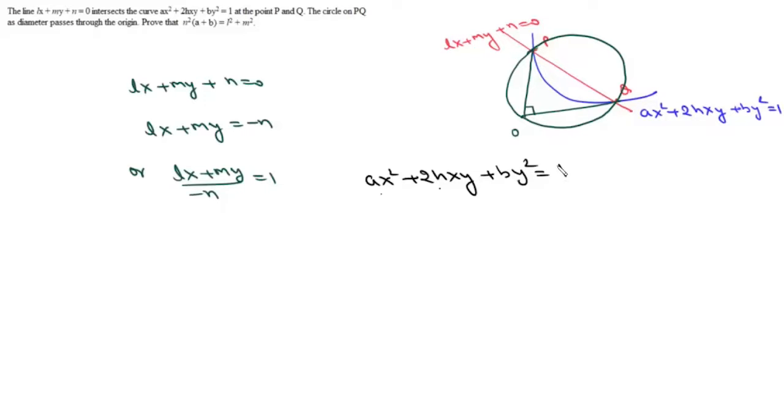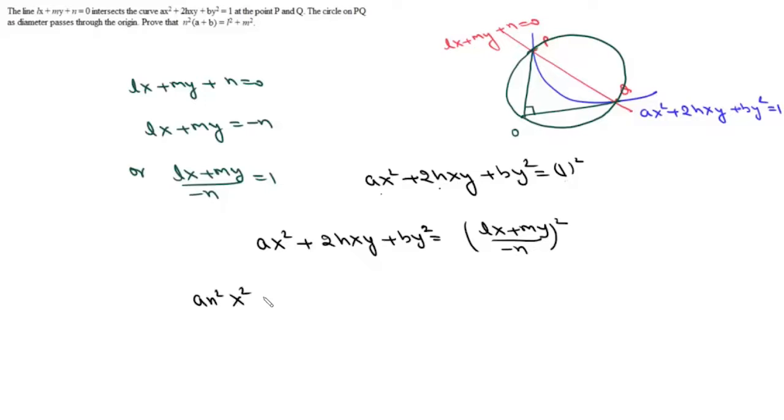So what we can do is we can simply write this 1 as 1 squared, so we write ax² + 2hxy + by² = ((Lx + my)/(-n))². Now we can write this as an²x² + 2hn²xy + bn²y² = L²x² + m²y² + 2lmxy.